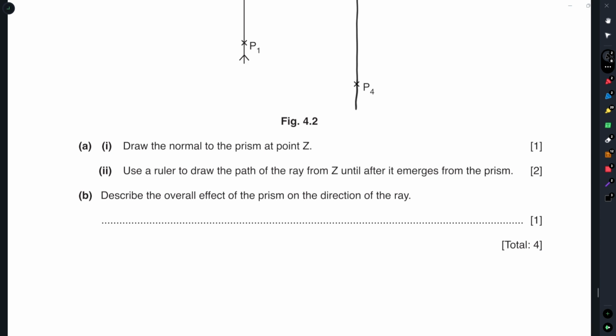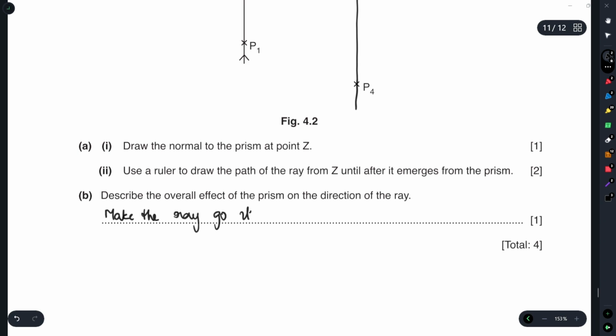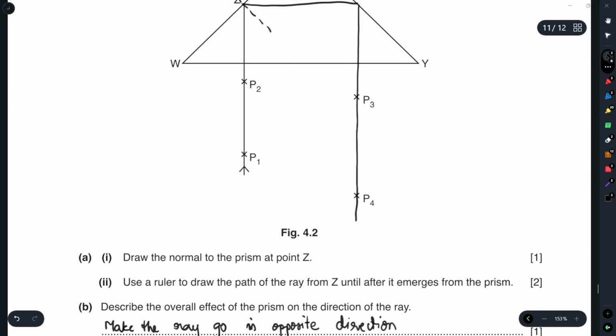So क्या कहते हैं, makes the ray go in opposite direction. So makes the ray go in the opposite direction. That's the effect. Reflects it and makes it go back into the opposite direction.